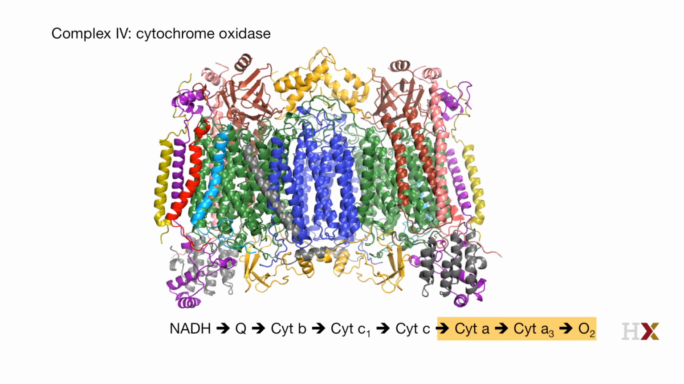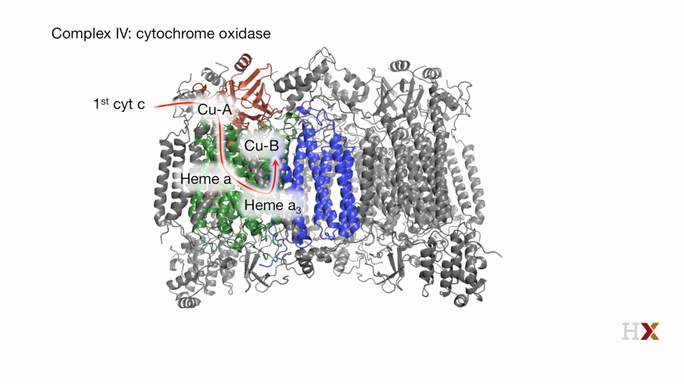The structure that is presented here of complex 4 shows that complex 4 acts as a dimer. And each monomer will contain 13 subunits. But we will focus on 3 subunits that are represented on this structure in color that represent the functional core of complex 4. The transfer of electrons from reduced cytochrome C to oxygen is a multi-step process.